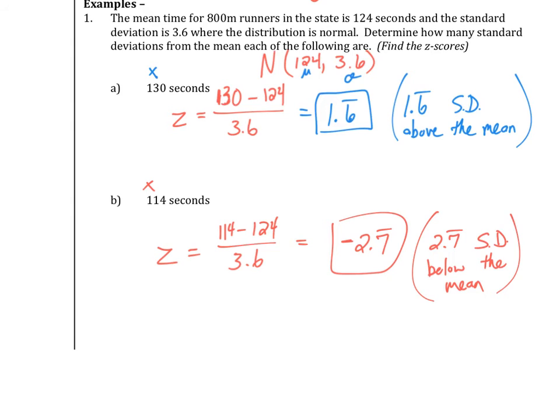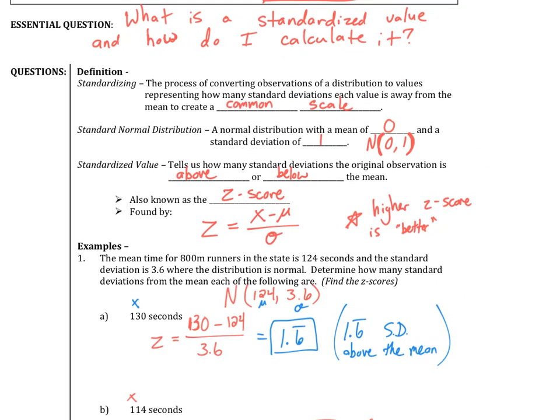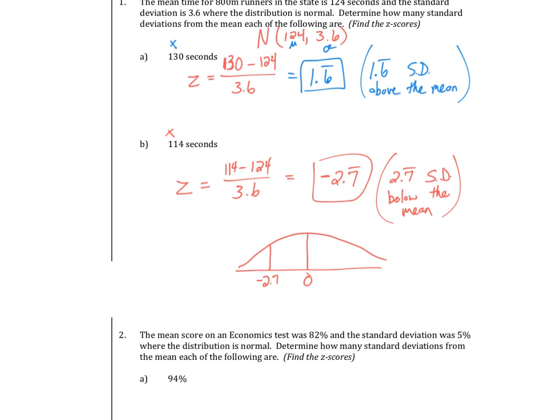If I had to sketch a picture, it'd look like this. Normal curve. The middle is where the mean is. So the mean is at 0 in the standard normal distribution. So 2.7 below would be like this. You're to the left of it. Let me backtrack a little bit. In a standard normal distribution, the mean is at 0. And then negative 2.7 standard deviations would be to the left.